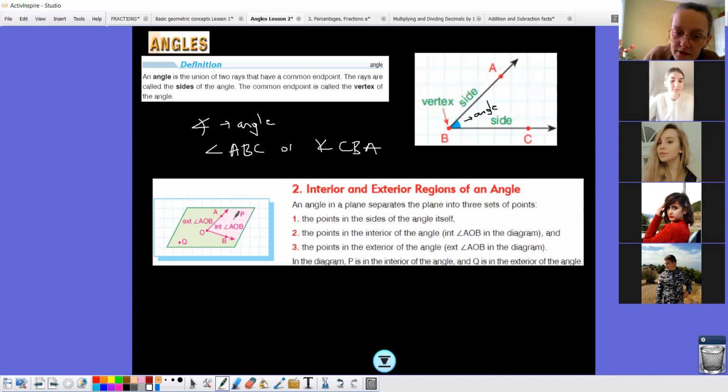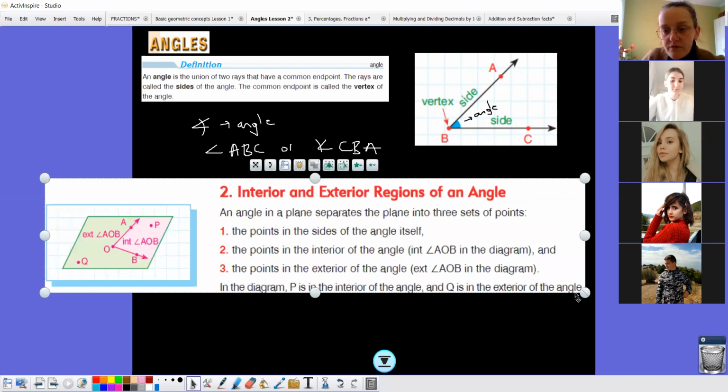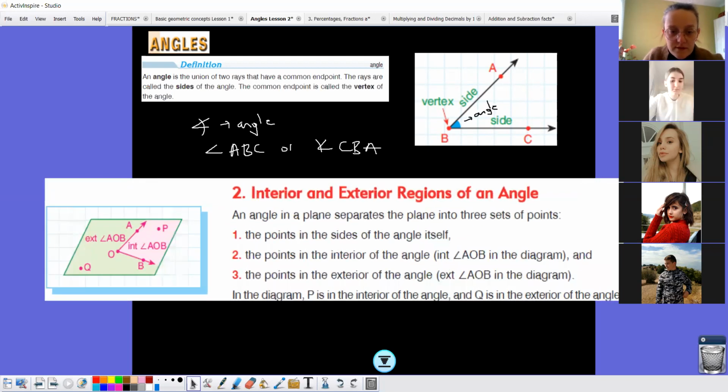Now here we have an angle, AOB, if you can see. And here we have three different regions of this angle. Look, we have the interior region, exterior region, and the angle itself. The points on the sides of the angle itself are the first region, okay? The points on the sides of the angle itself. So which points do we have here? We have A, we have B, and O is the vertex, okay?